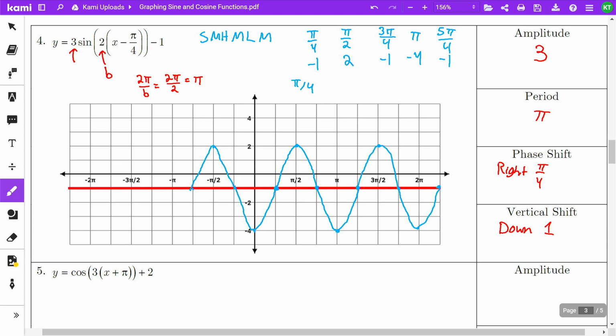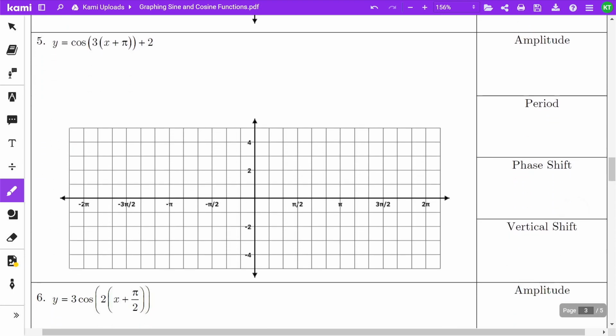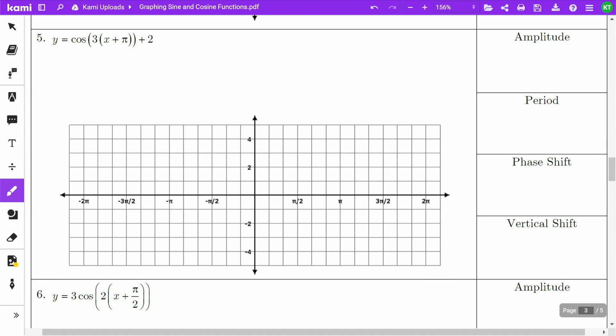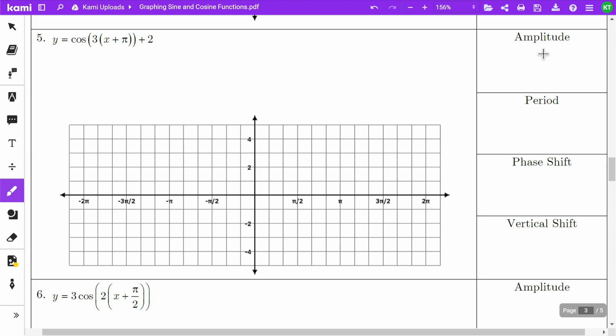Next, we're going to do the same process, but this time it's going to be a cosine. So on my cosine, I have y equals cosine of 3 times (x plus pi) plus 2. I have no number being multiplied by my cosine here at the front, so that means my amplitude is just going to be 1. My period here, I'm going to find that by looking at 3. 3 is going to be my b, so I'll have 2 pi over 3, and that is going to be my period then. 2 pi over 3.